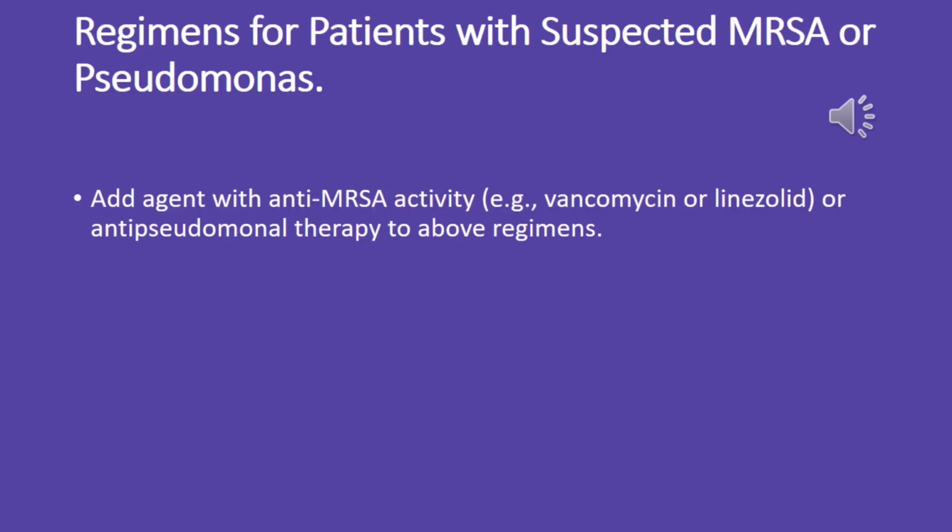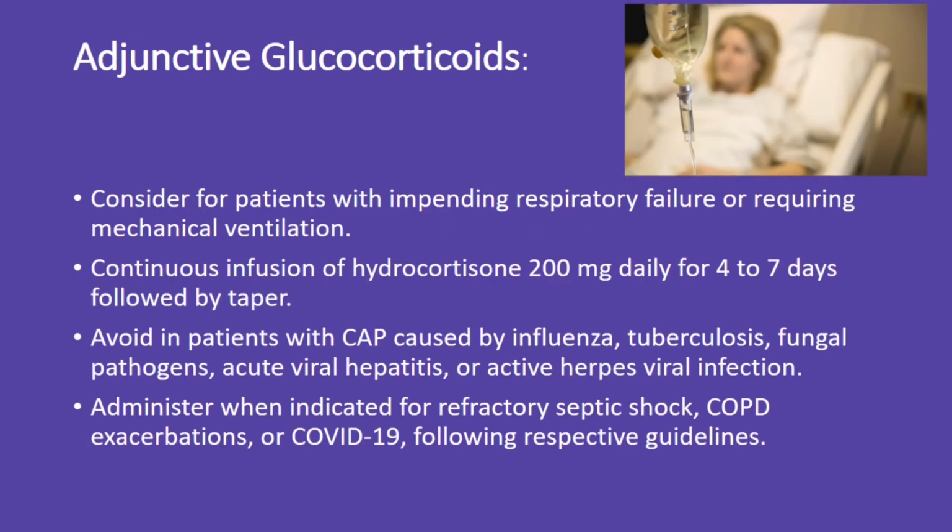Regimens for patients with suspected MRSA or Pseudomonas. Add an agent with anti-MRSA activity like vancomycin or linezolid, or antipseudomonal therapy, to the above regimens. Adjunctive glucocorticoids. Consider for patients with impending respiratory failure or requiring mechanical ventilation.